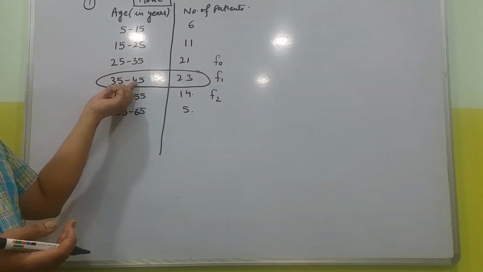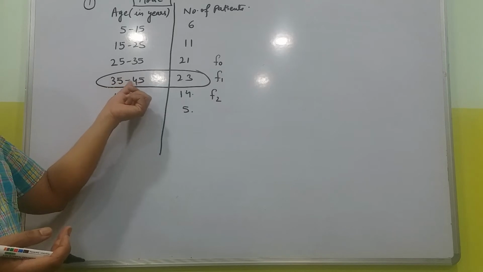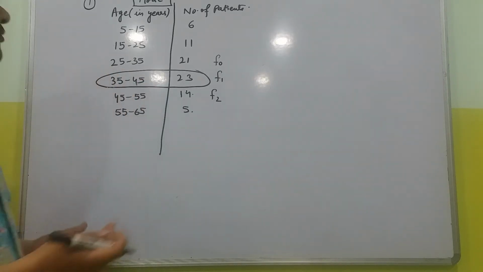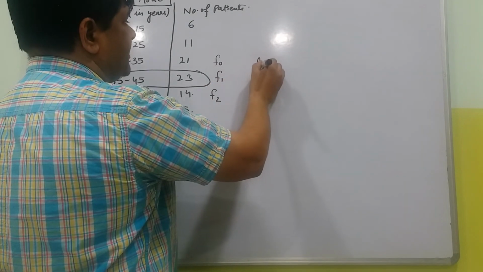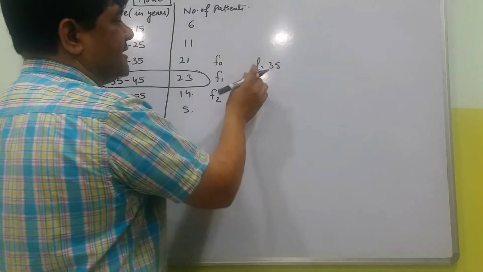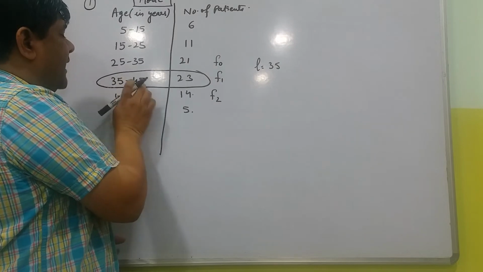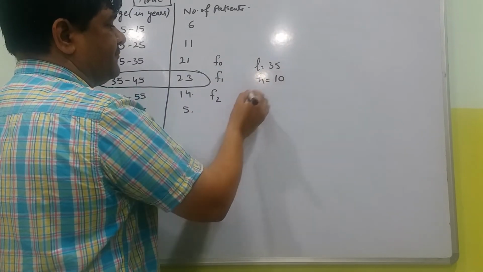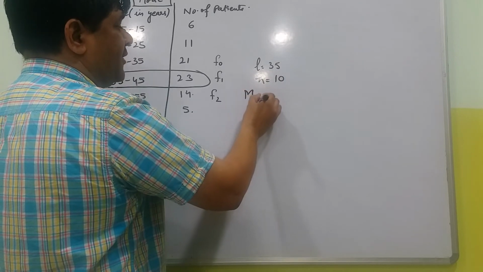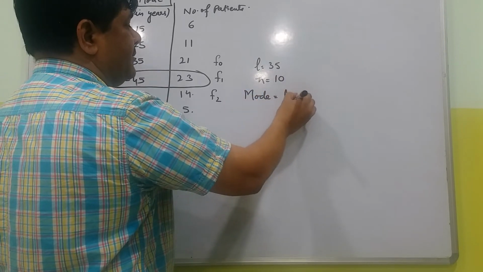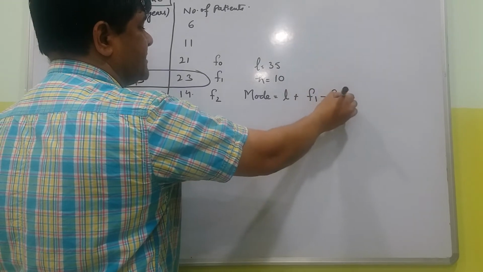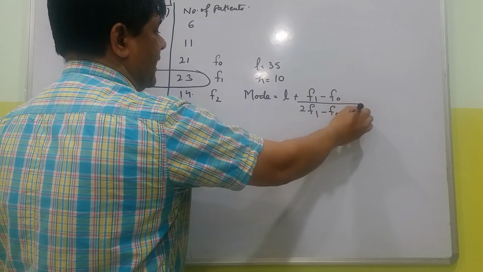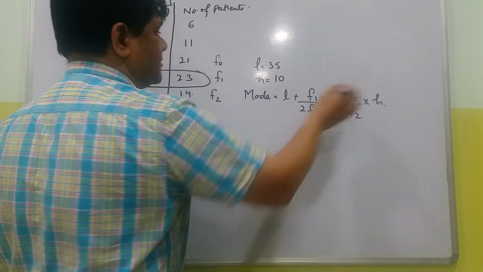Now in this class interval, 35 is the lower limit and 45 is the upper limit. So we take L, the lower limit of the class interval, which is 35. And h, the gap between these class intervals, that is 10. Because mode has the formula L plus (f1 minus f0) over (2f1 minus f0 minus f2) into h.